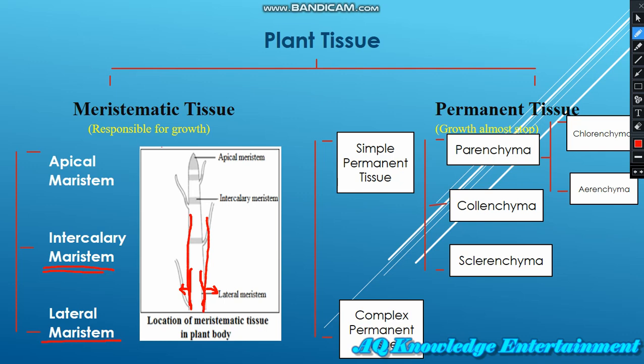Now there is another name for the lateral meristem. What's that? That's cambium. So you should remember this. The other name of lateral meristem is what? That's cambium. Okay, now we have done the meristematic tissue. So remember the meristematic tissue is responsible only for growth. You should just remember that it's for growth.